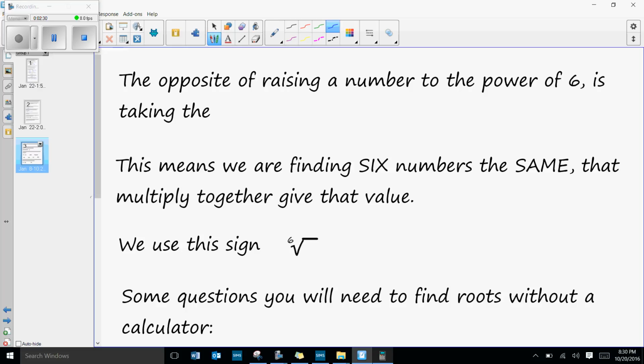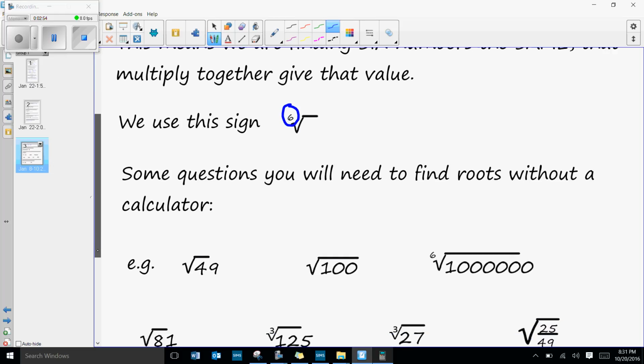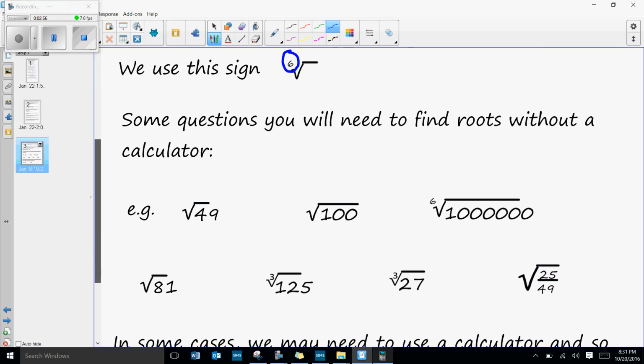The opposite of raising a number to the power of 6 is taking the 6th root. So we would find 6 numbers the same. And you'll notice, again, we use the same sign, but this time there is a 6. So for some questions you'd need to find these answers on your calculator. You would not be expected to remember them all.